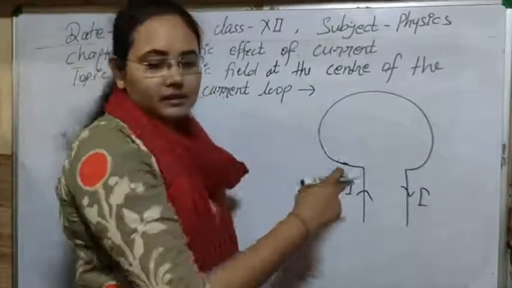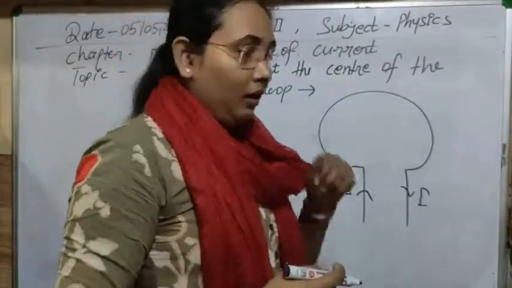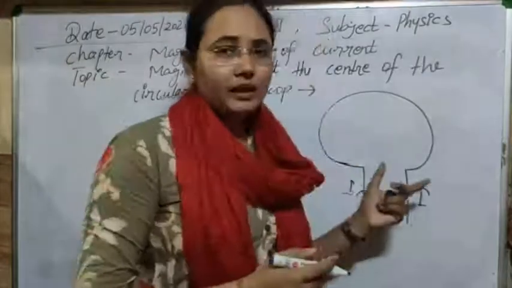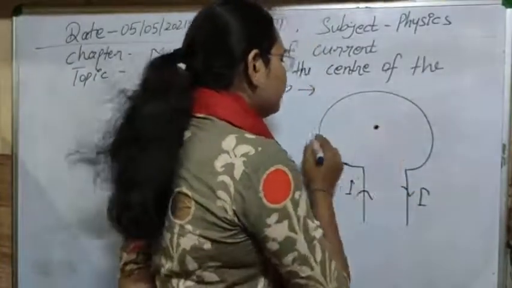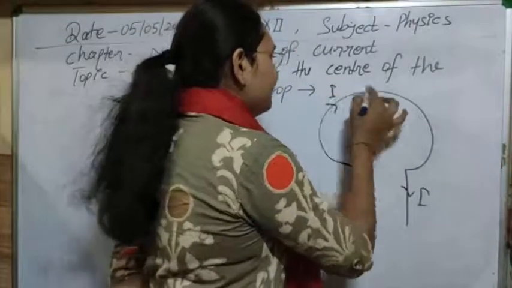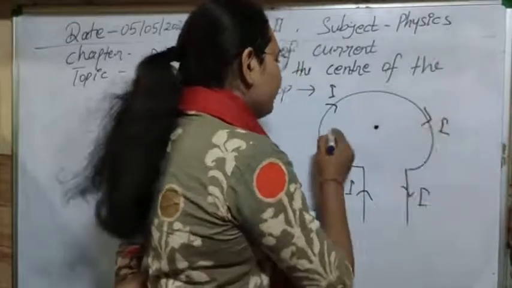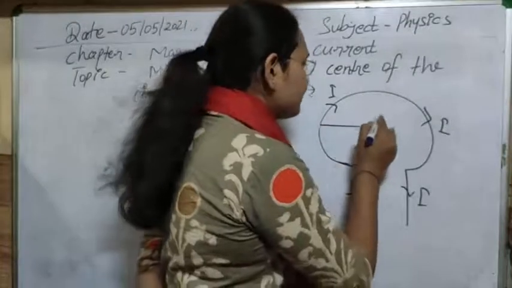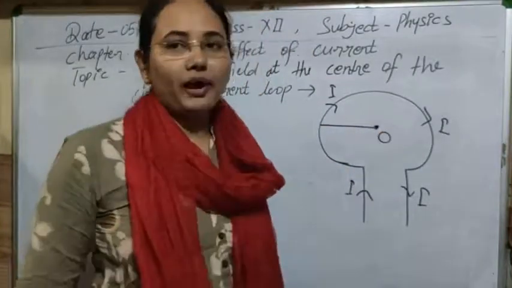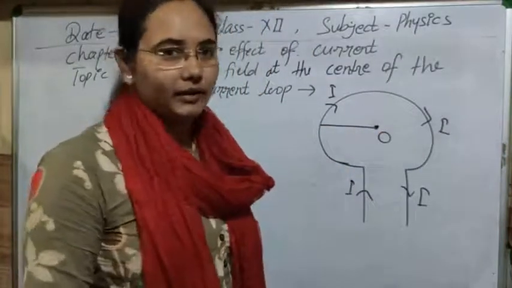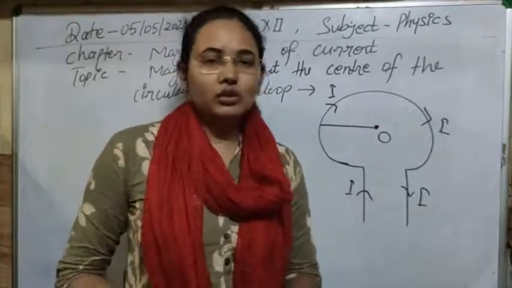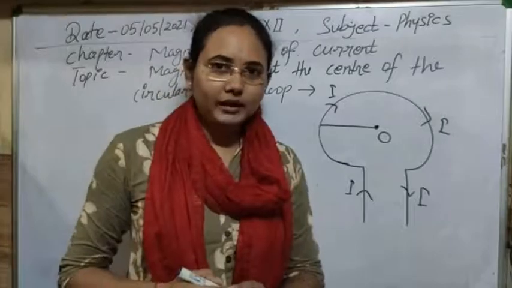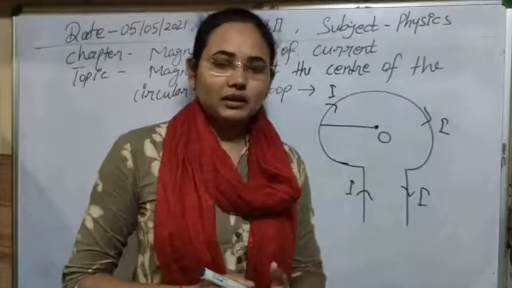As this is a simple circular loop, we have to calculate the magnetic field for it. If current I is flowing through this loop, what will be the magnetic field at its center? At point O we have to calculate the magnetic field. We can calculate it using the Biot-Savart law, so let's see how to calculate it using that particular law.